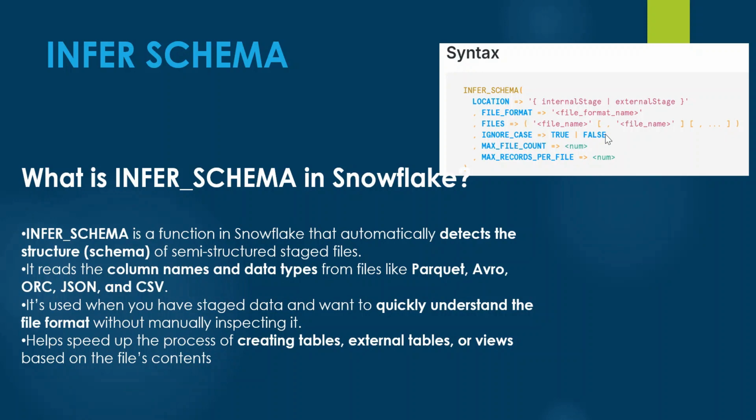Last, max records per file. Now this is again going to be very beneficial. Suppose I have 1 million records in my CSV or JSON file, and I know that there is no point of scanning all the 1 million records by that info schema. So I can mention, okay, 2000 records or 3000 records or even 10,000 records to scan, and based on that it can detect the schema.